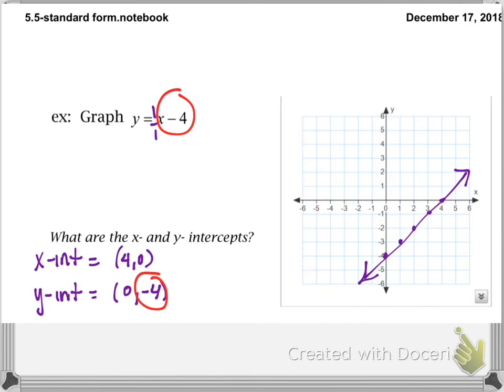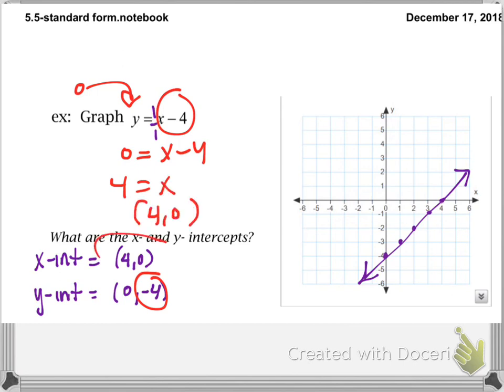If I wanted to know the x-intercept, I just have to remember that's when y equals 0. So if I didn't have a graph, what I would do is I would plug 0 in for y, and I would get 0 equals x minus 4. Solving for x, I'd get x equals 4, and that would tell me that the point (4, 0) is my x-intercept. That's how you do it algebraically. You just put a 0 in for the y and solve for x.